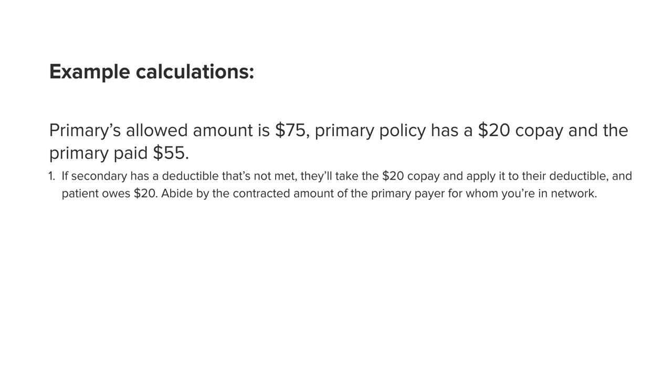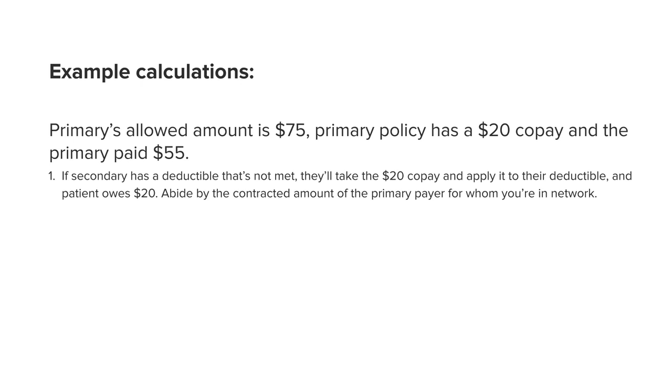Sometimes secondary plans do that. They'll say, well, yeah, I know we're secondary, but we're only going to pay no more than we would if we were primary. Because you've been paid more than $37.50, which is 50% of 75, remember you're out of network, they're not going to pay you. So the patient would still owe 20. So that's why sometimes when you're in network with the primary, but out of network with the secondary, unfortunately, there's not necessarily going to be much benefit coverage.